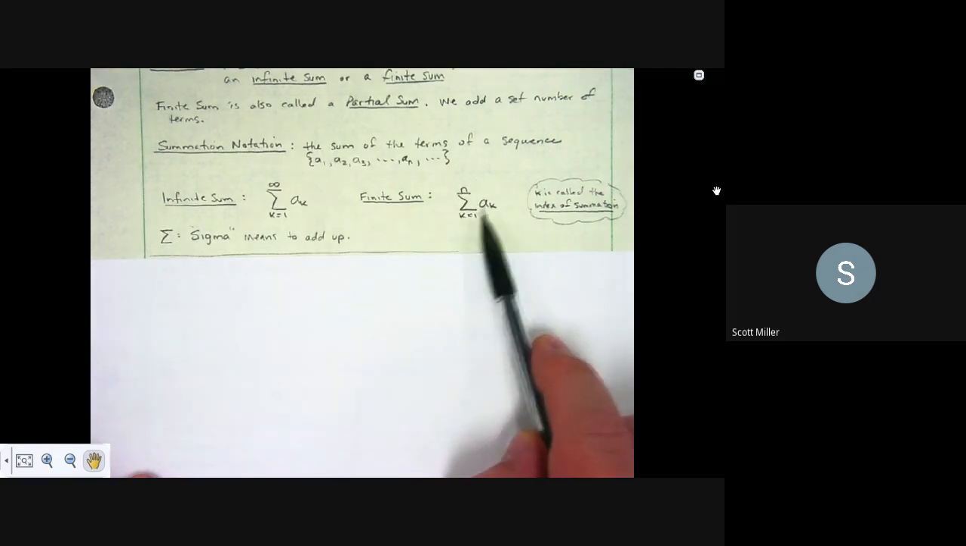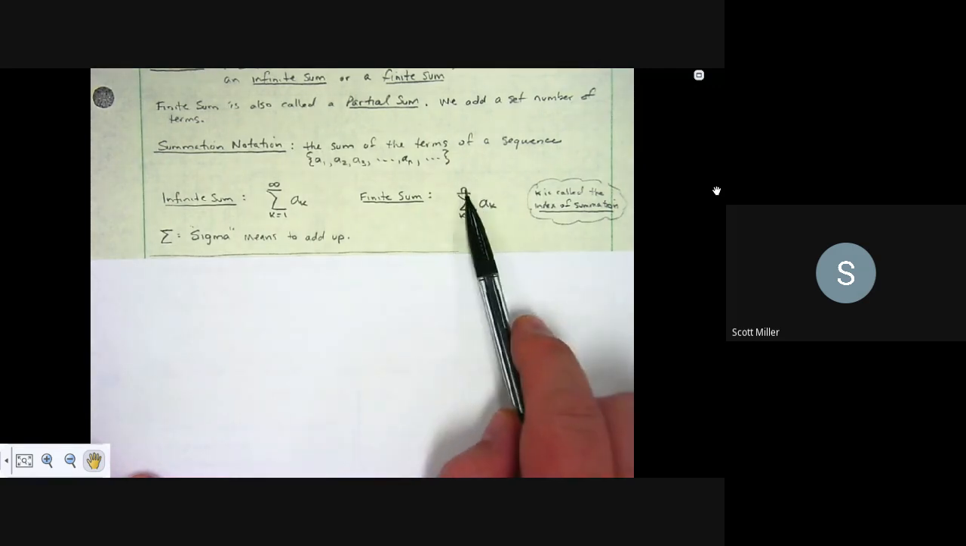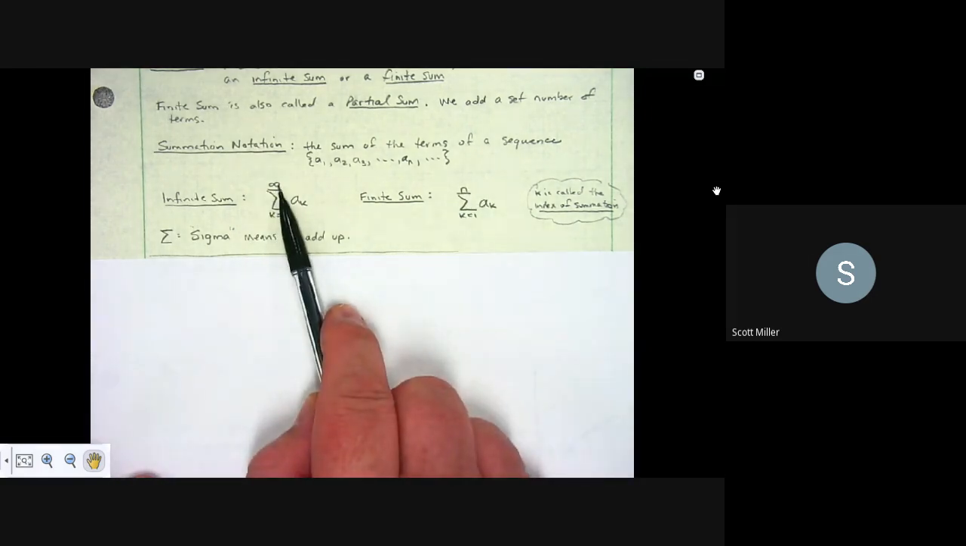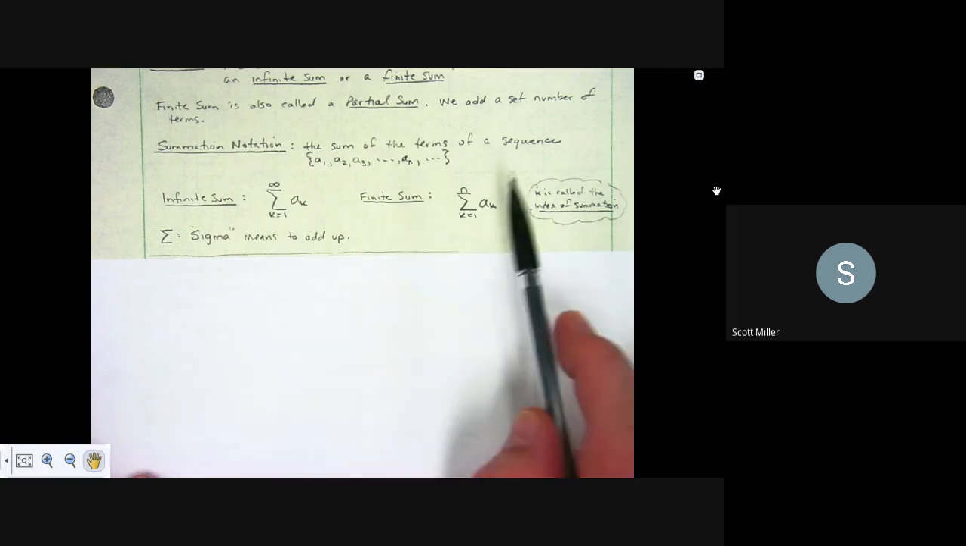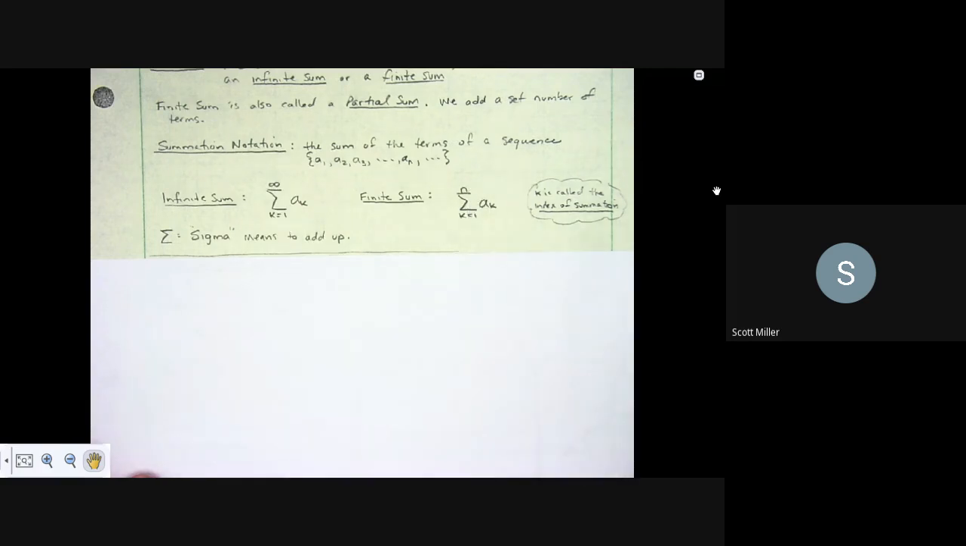In a finite sum, same thing, you start with 1, then 2, then 3, then 4, and then you go all the way up to n and stop. So that would be what a finite sum looks like. If you have an infinity symbol on top, it's an infinite sum. If you have a number on top, then it is a finite sum.